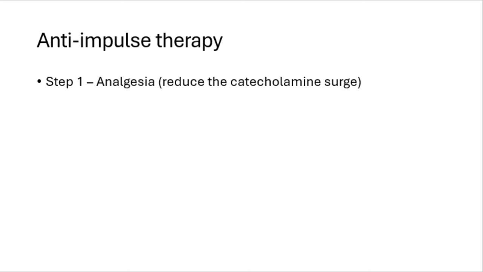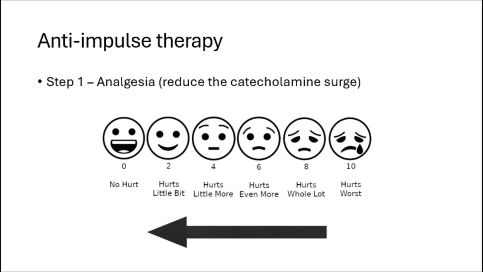Until we reduce or manage that pain, we're not going to be able to get the heart rate and blood pressure down. A lot of the heart rate and blood pressure changes we see in front of us are going to be driven by the patient's endogenous catecholamines. The pain that they're having is ramping up those catecholamines. And so until we lyse that catecholamine response, we're not really going to be able to fix the blood pressure and heart rate. So we want to start by giving them analgesia.